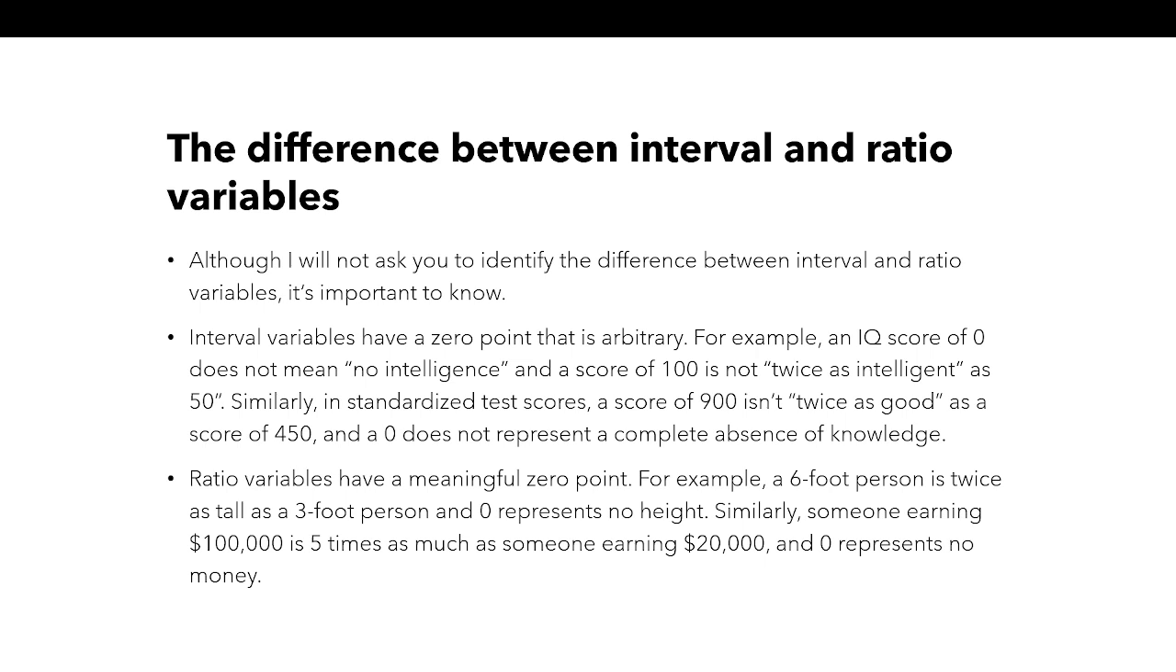Ratio variables have a meaningful 0 point. So, for example, a 6 foot person is twice as tall as a 3 foot person, and 0 represents no height. Similarly, someone earning $100,000 is earning 5 times as much as someone earning $20,000, and 0 represents no money. So the difference between interval and ratio variables is that interval variables have a 0 point that really doesn't mean anything, while ratio variables have a 0 point that does mean something.